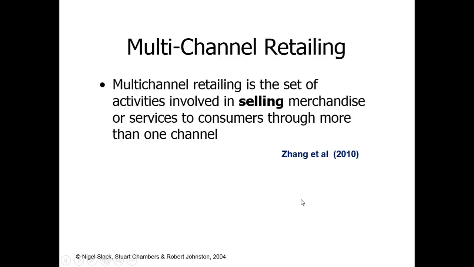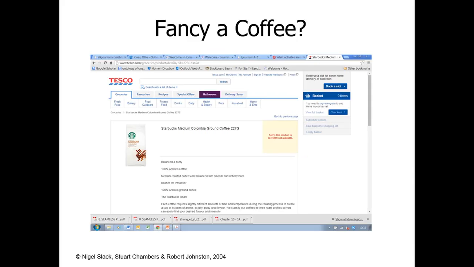So this is the screencast all about multi-channel retailing. This is not a very exciting definition, but it's a reasonable definition. It's about selling merchandise or services through more than one channel. What I mean by channel is the way that the consumer or the customer accesses that merchandise. How do they get hold of it, and how do they purchase it?